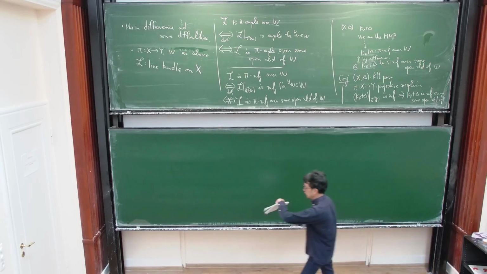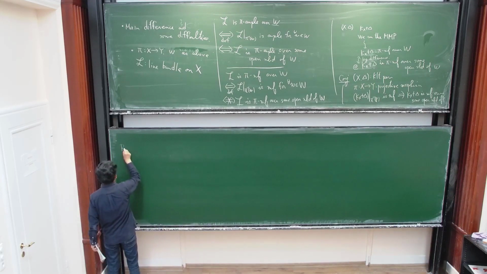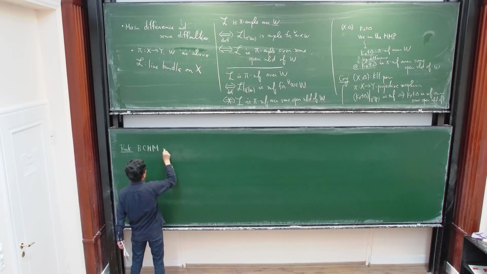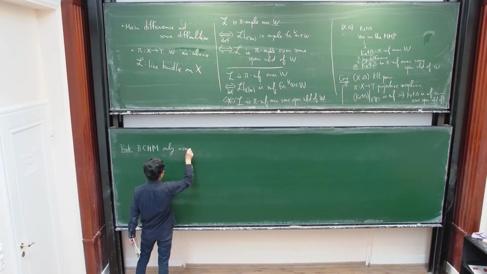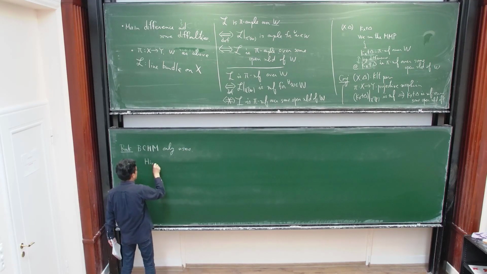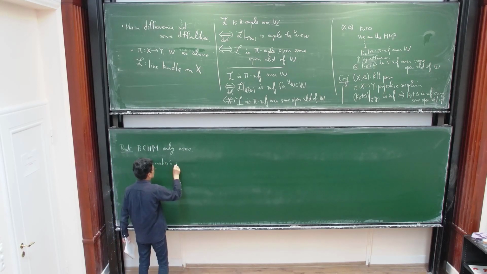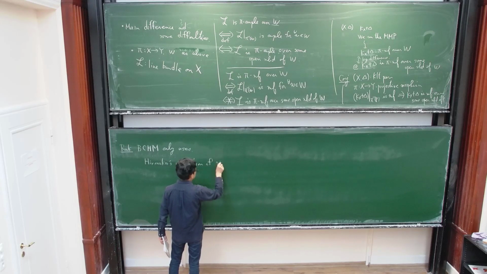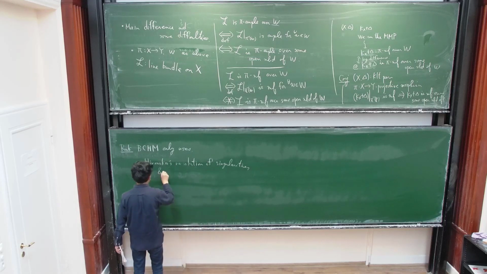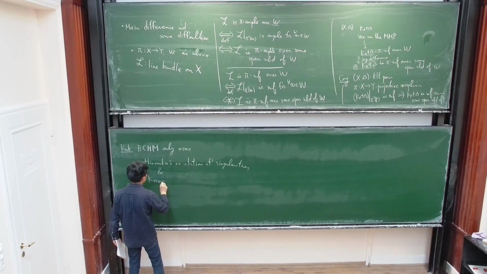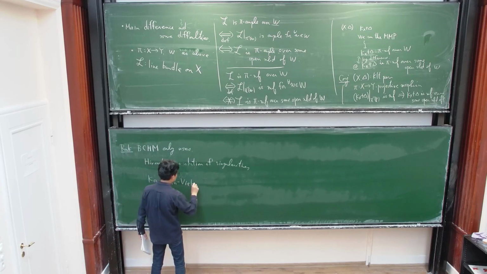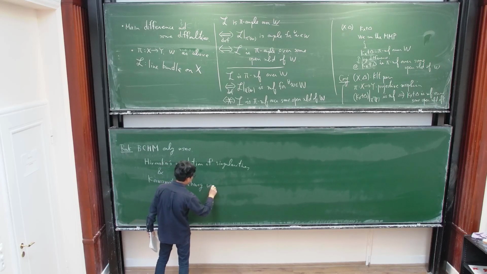So for a final remark: BCHM only uses Hironaka's resolution of singularities and the Kawamata-Viehweg vanishing theorem, and the Kawamata-Viehweg vanishing theorem.